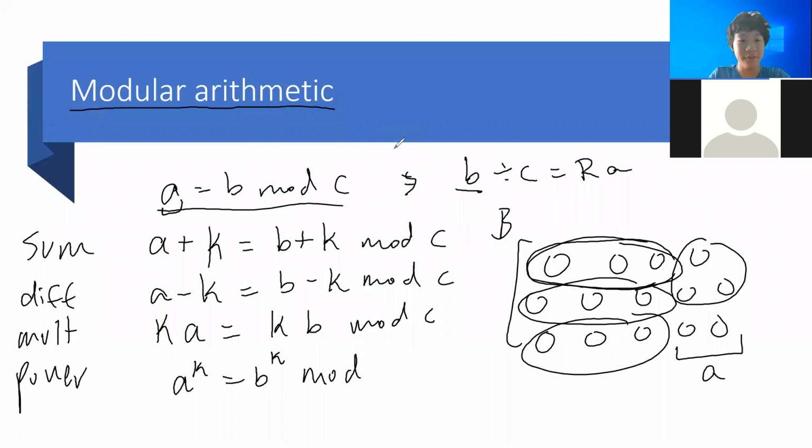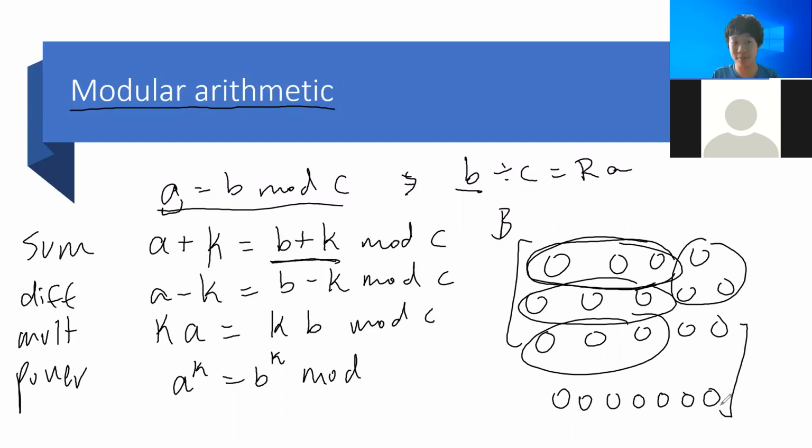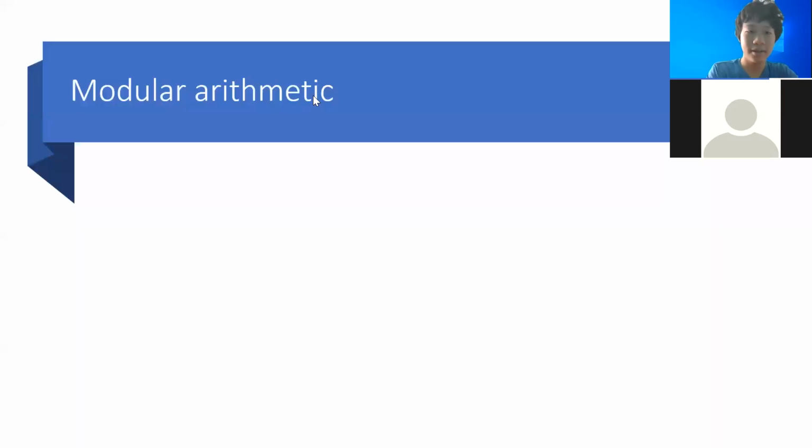Now let's look at what happens if we add a number k to each of these. If we add k to B, then that's adding k values to our group. Let's say we add 7. Then the remainder is going to increase by that much as well, because the remainder says how many values are outside of groups. Oh, no. Oops, sorry, guys. They all got deleted. That sucks, so let me just draw them again. First, we have A plus k equals B plus k mod C.